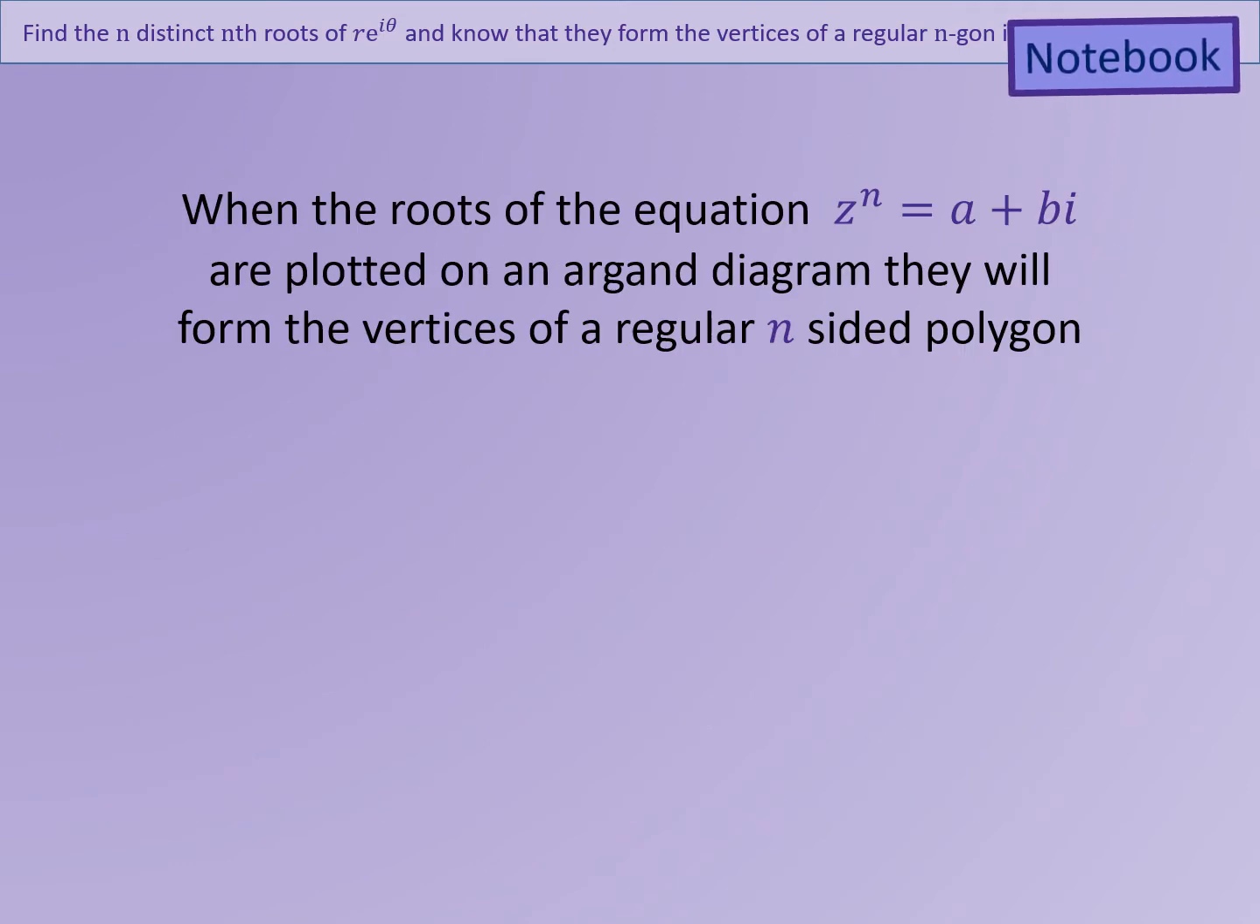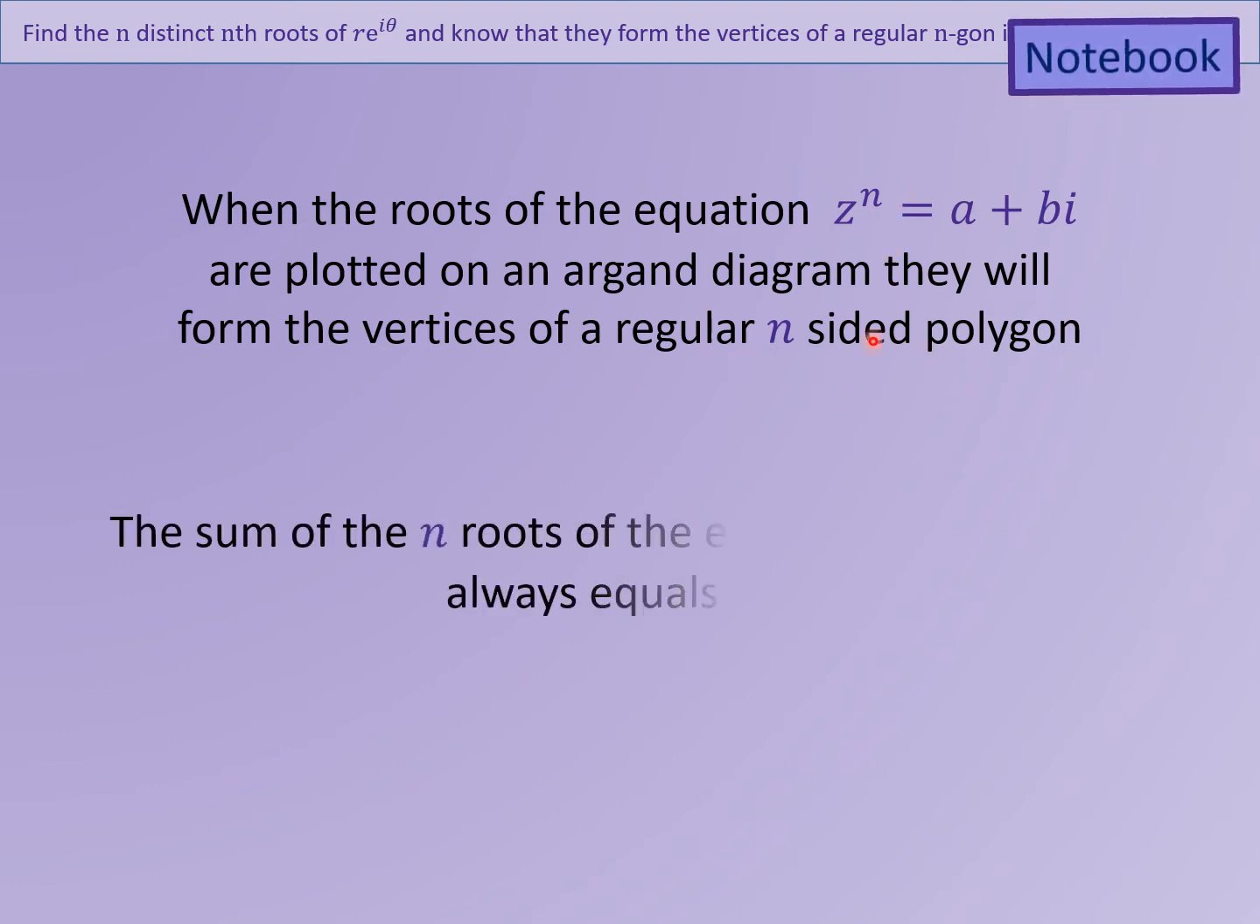Right, two other important facts. When you've got the roots of the equation z to the n equals a plus bi, the solutions to it, and you plot them on an Argand diagram, they will always form the vertices of a regular n-sided polygon. So it doesn't matter what power that is. Even if it's up to 20, you would have a 20-sided polygon. The sum of the n roots of the equation is always going to be equal to 0. So when you've got your solutions, if you add them together, it will always equal 0.